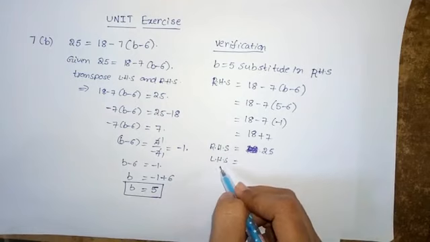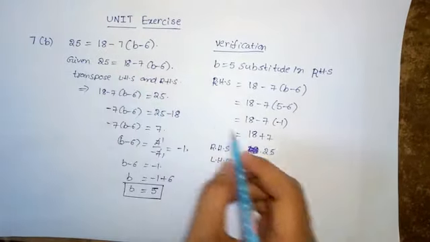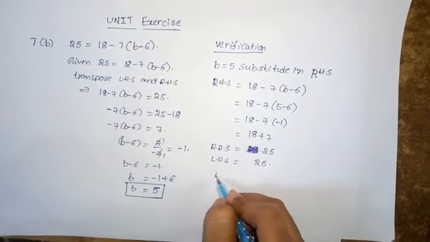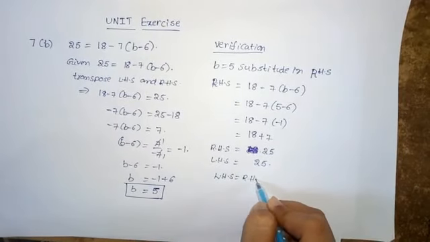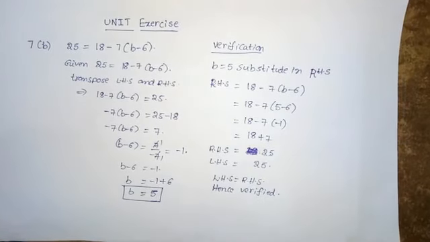Now observe in our given simple equation, LHS is given as 25. So LHS is equal to 25. Now both LHS and RHS are equal. So LHS is equal to RHS. Hence verified. So this is the solution for the 7th problem B.